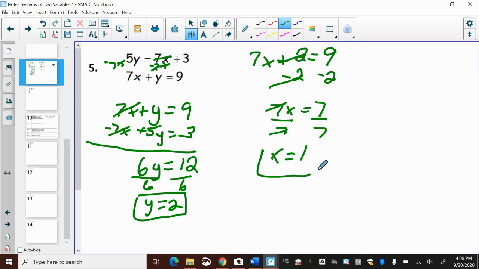Now we want to write this as an ordered pair. Remember, it is an xy. So we want to make sure we're putting the x in for the x term. So it's going to be the point 1, 2.